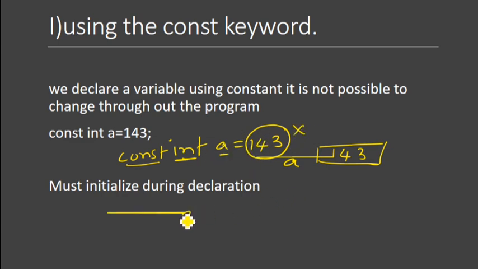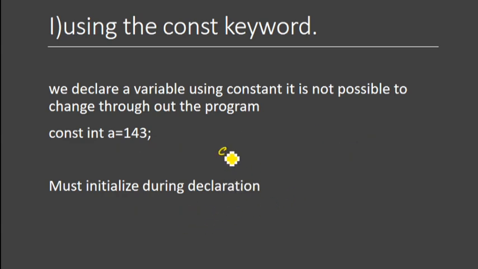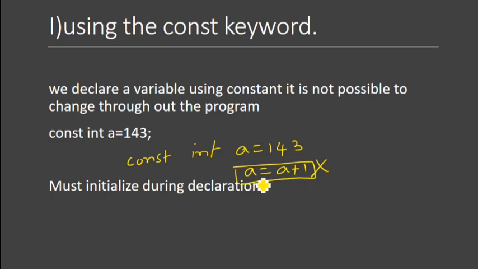For example, I declare const int a equal to 143. If I try to change a equal to a plus 1, it will give an error, because a constant value never changes. Generally a equal to a plus 1 is nothing but 143 plus 1, which becomes 144, but this modification is not possible once you declare it with const.